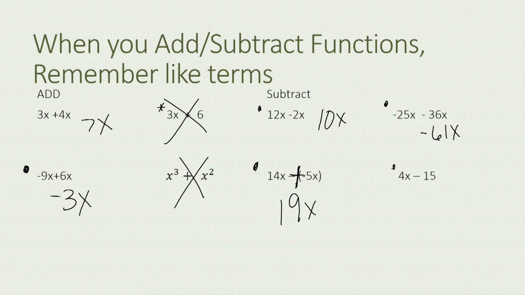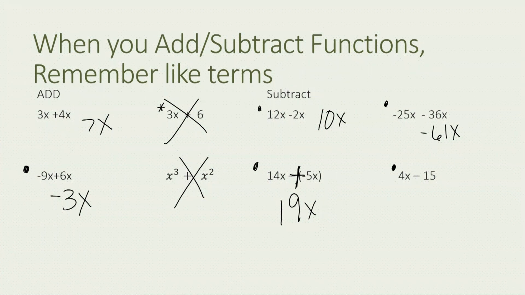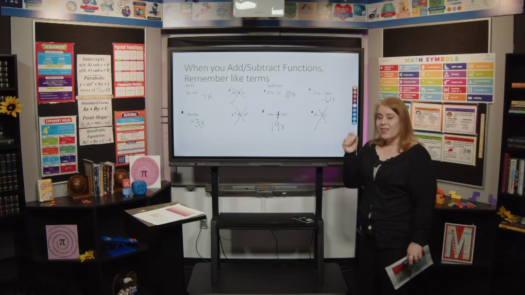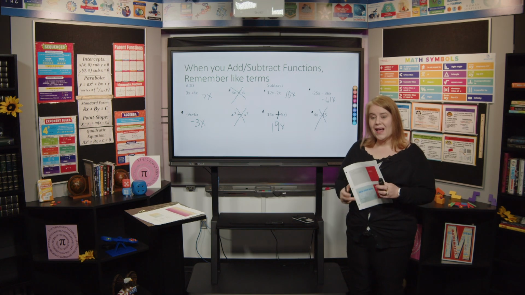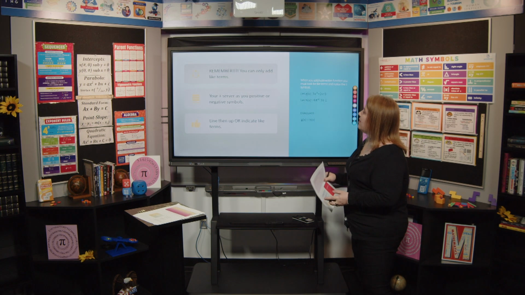Now what about our last one? Can I subtract that one? You're right, I can't. Because I have a coefficient, a variable, and a constant. So I cannot do that one. That's good. Y'all really got this going. So let's look at our next screen.